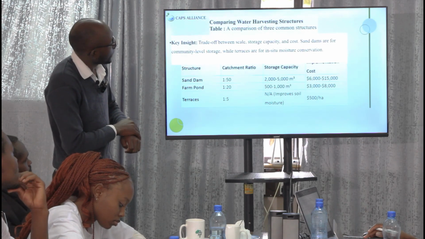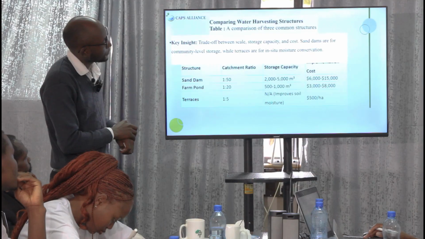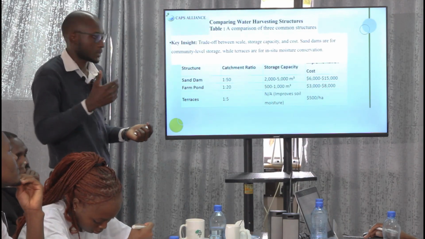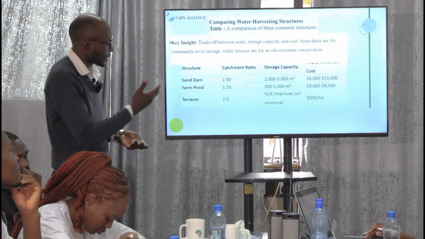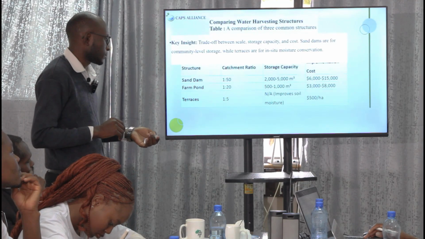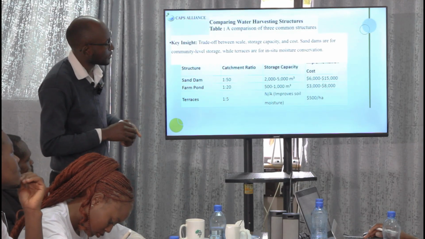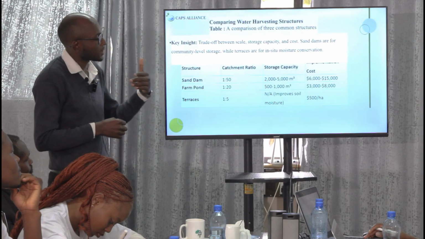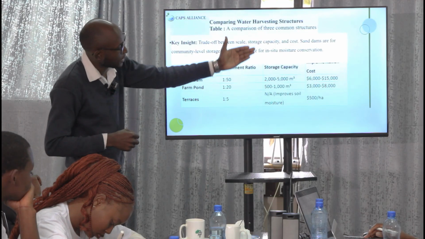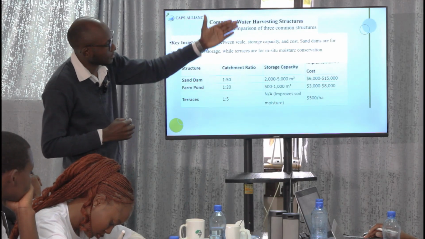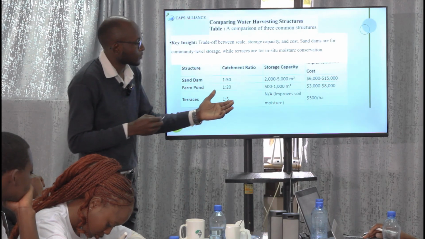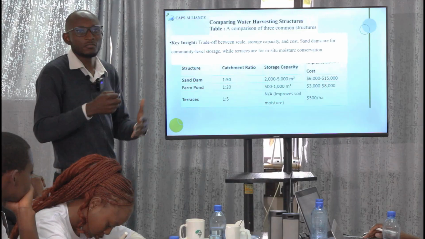Now, this is actually a small comparison that shows different structures, that is dams, sand dam, as we had seen in the previous presentations, farm pond and terraces, and it is actually demonstrating how much you can collect using these structures. So you see, the important thing is the storage capacity there, and then the cost that is associated with that. And then besides the costs, now, how convenient is it?